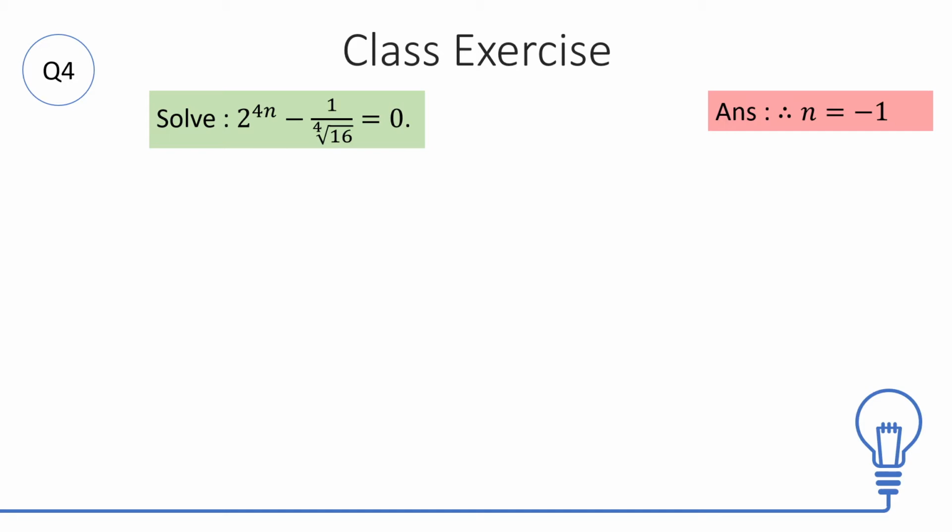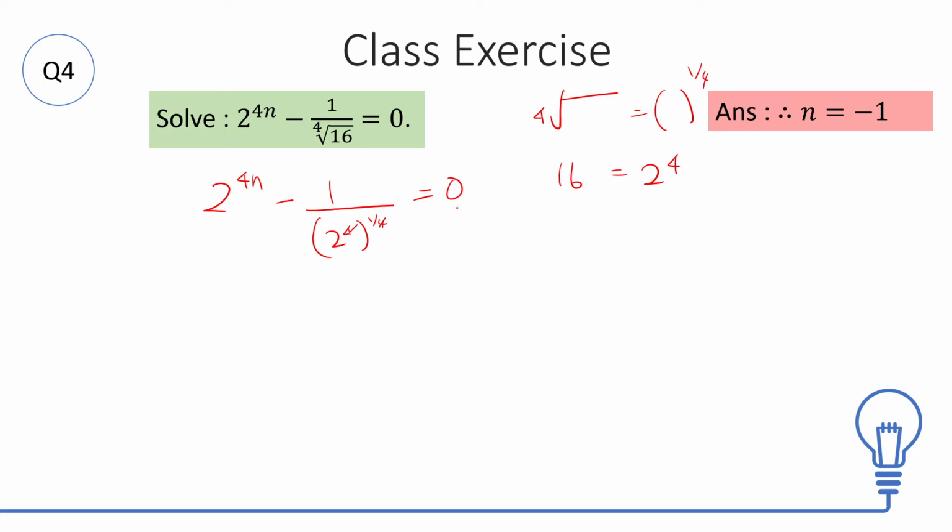Okay, now we look at the first question. First thing, we don't know what to do. The thing is, as long as I can change, I will change. 2^(4n) minus this one: 4 is actually 4 to the power 1 over 4, and 16 is actually 2^4. So negative 1 over 2^4, to the power 1 over 4, and they say this equals 0.